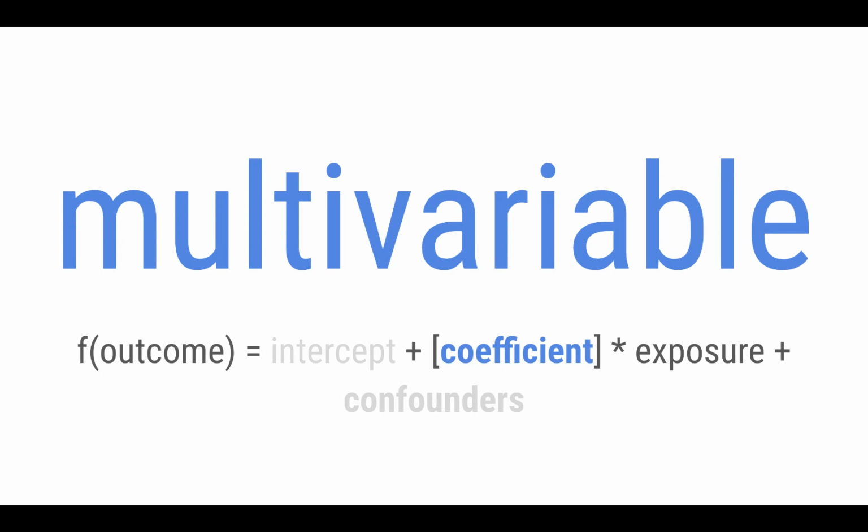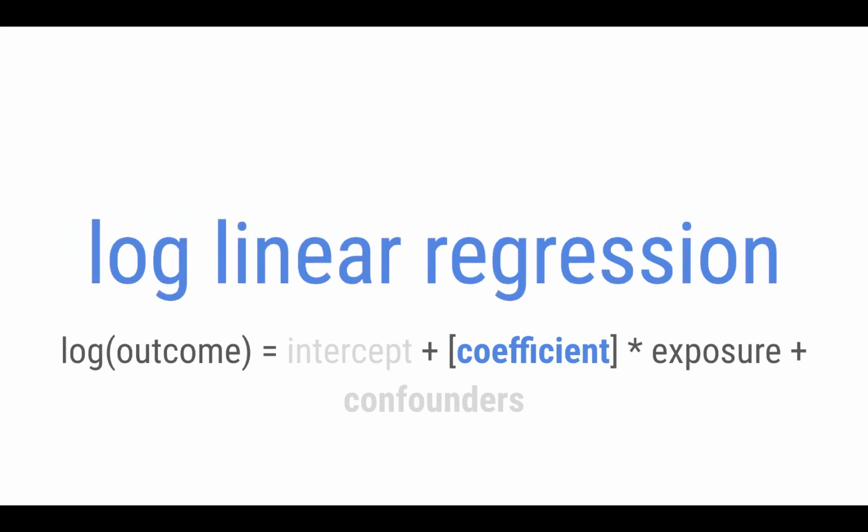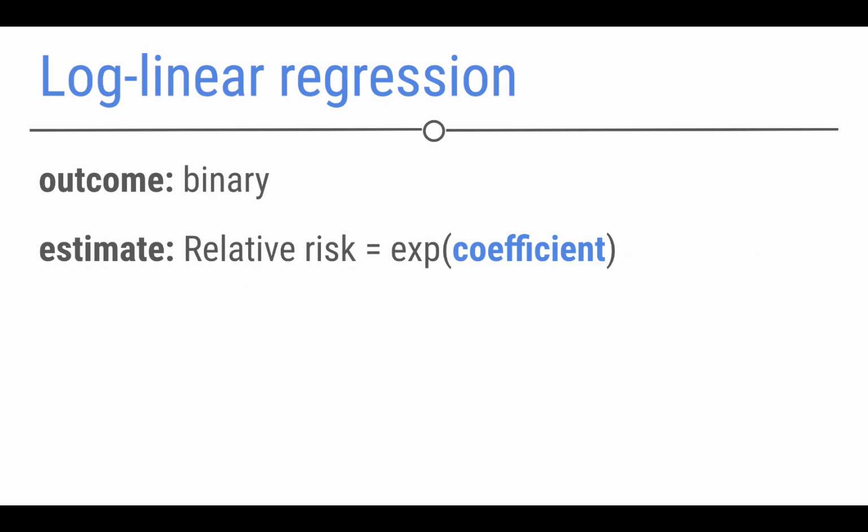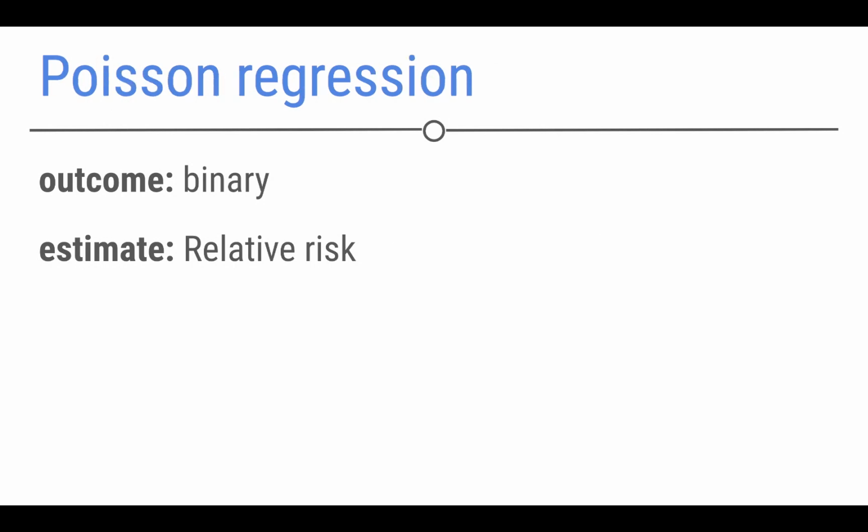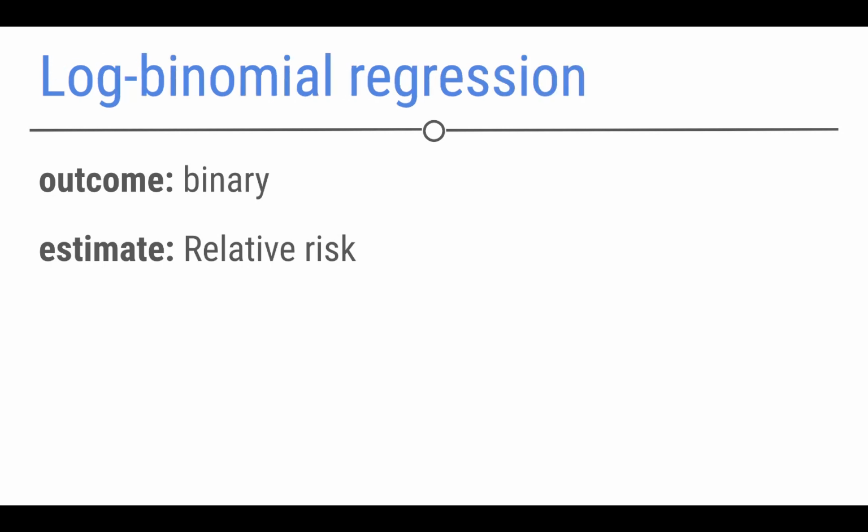Okay, so another type of regression for binary outcomes is known as log linear regression. Now the function of the outcome is going to be the log, and this lets you calculate what's known as a relative risk. Again, that's going to be the exponentiation of the coefficient from this log linear regression. Sometimes people refer to this as Poisson regression, or you might hear researchers talking about doing a log binomial regression.